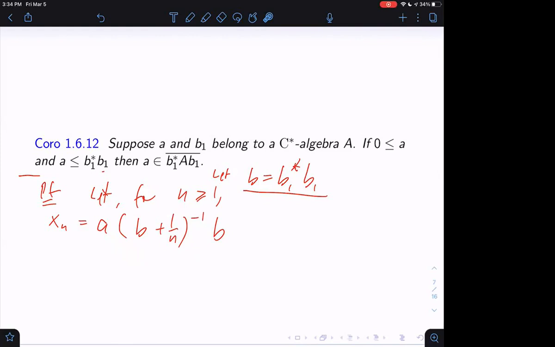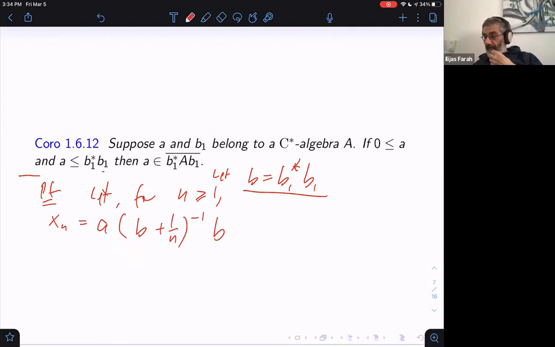Sorry, when you say 1 over n, you mean 1 over n times identity? Yes, right. Every time I do something like that, we are always assuming that scalars are a subset of any unital C-star algebra. So I just identify lambda with lambda times 1A.